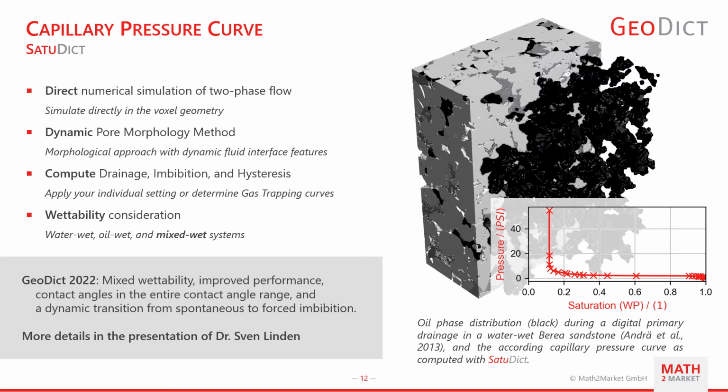So you may now consider mixed wettability. We have improved the overall performance. We now allow contact angles in the entire contact angle range. And we have implemented a dynamic transition from spontaneous to forced imbibition. And yet again, please expect more details on two-phase flow in GeoDict 2022 in the upcoming presentation of Sven Linden.